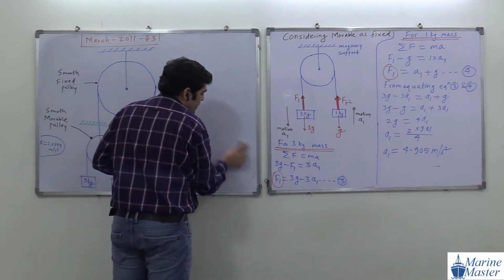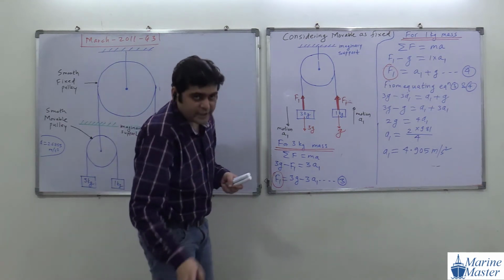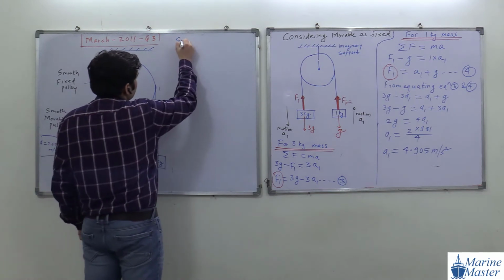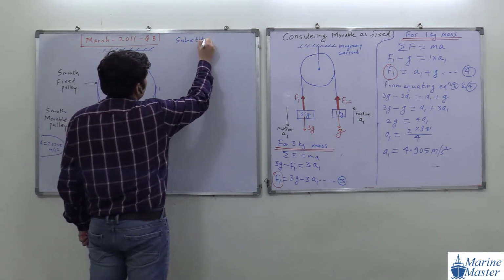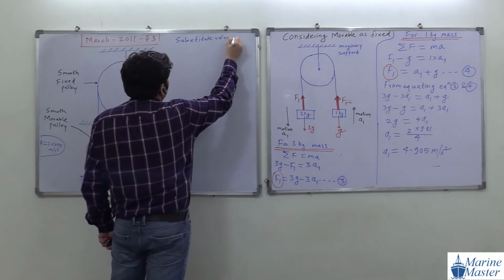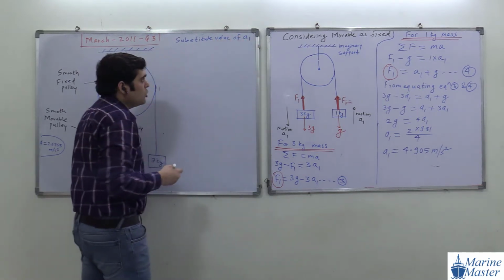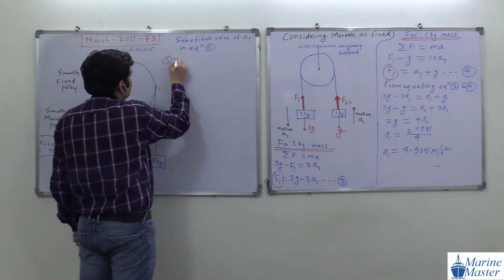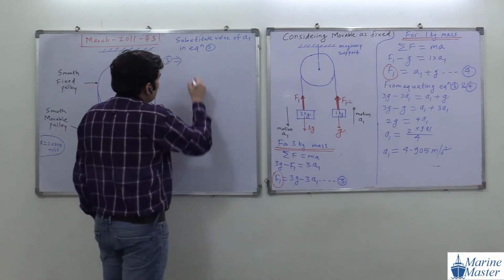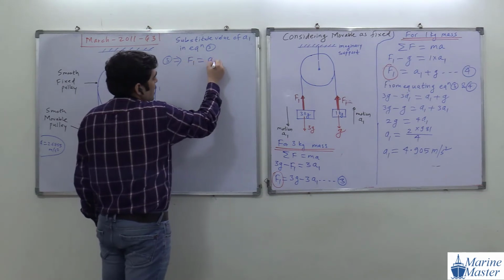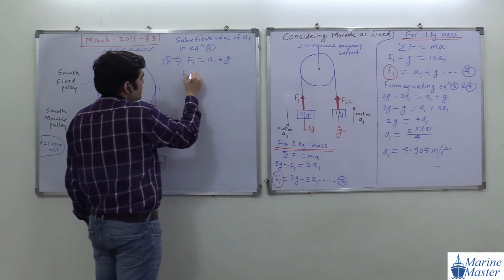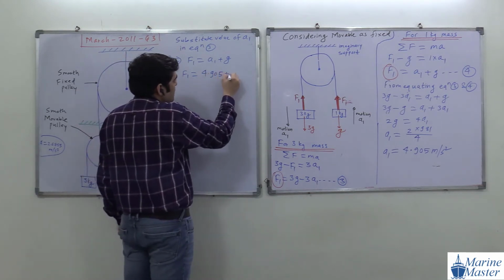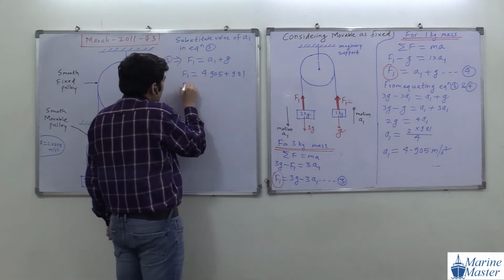So in one cord we already calculated the tension. We have to calculate the tension in the other cord. So we are going to substitute the value of A1 in equation 3. What is equation 3, guys? F1 is equal to A1 plus g. What is A1? 4.905. g is 9.81. So what will be the value of F1, everyone?